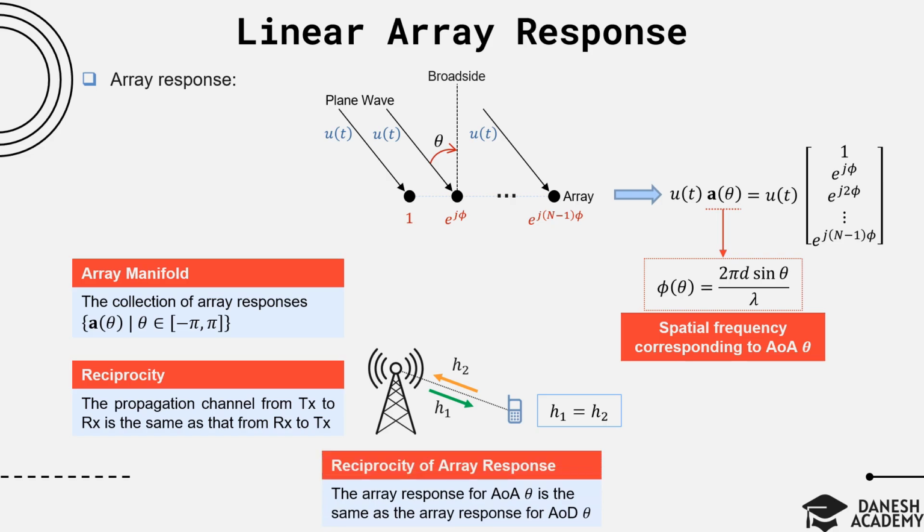Now, using this reciprocity principle, we define the reciprocity of array response, which says the array response for angle of arrival theta is the same as the array response for angle of departure theta. That simply means for the wave received from the angle theta and the wave transmitted with angle theta using the same array, the array response is the same. We use this principle to compare receive beamforming to transmit beamforming.